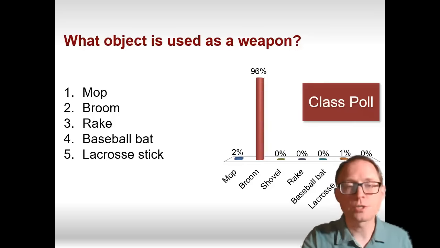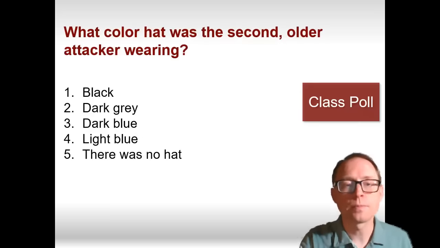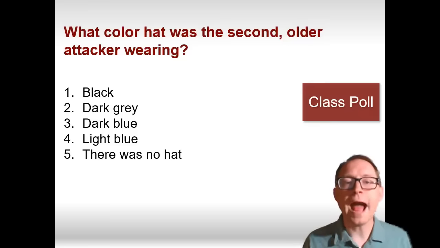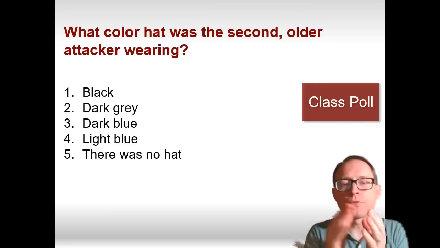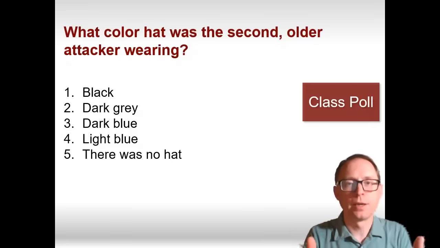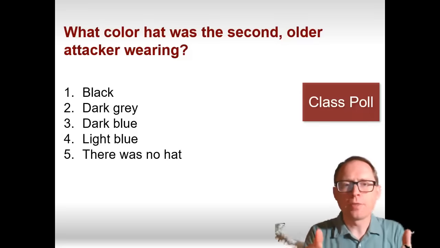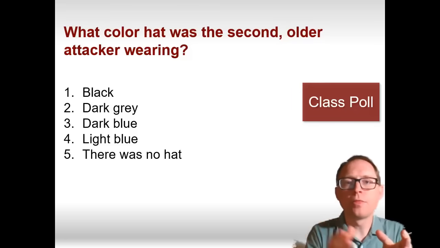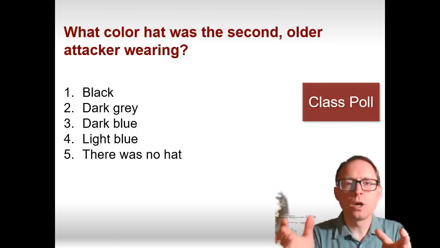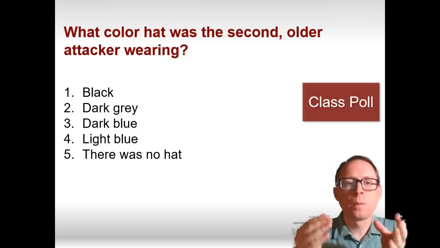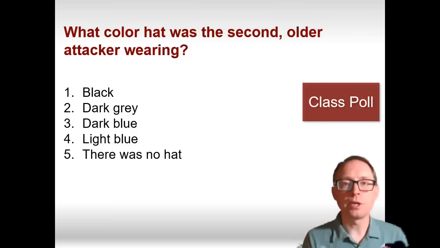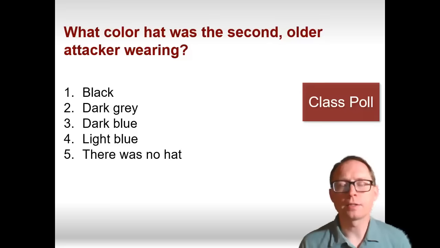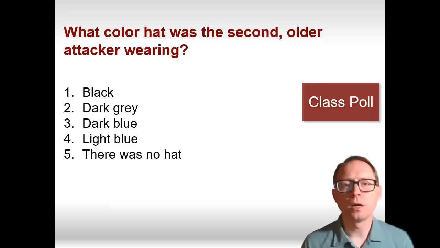So let's do another question. From that scenario that you just watched, what color hat was that second older attacker wearing? So I'm separating the attacker from the victim. The victim is the person being hit, and I think it's pretty obvious who that was. And then there was a first person attacking the victim, and then the second one was the one I'm talking about. So imagine that I'm the police officer and I'm saying, all right, we need to identify this other guy that was attacking. So was he wearing a hat? What color was it?